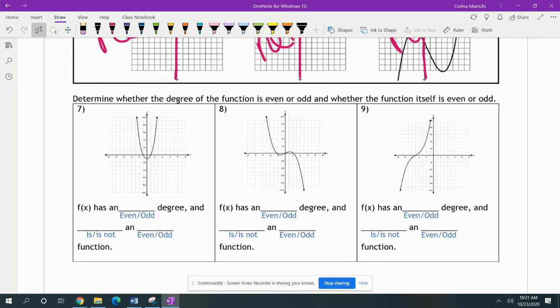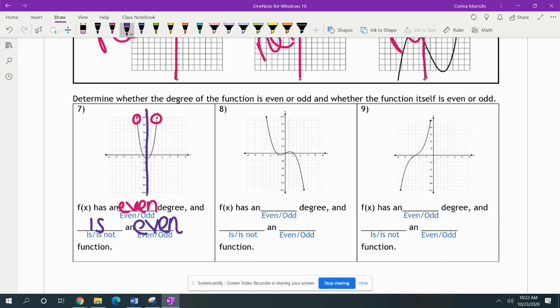Okay, so here it says determine whether the degree of the function is even or odd. And whether the function itself is even or odd. So remember, the degree and the function is two different things. So the way that we can tell if the function's degree is even or odd is we look at the arrows at the end behavior, and you see that they're both pointing up. So this is an even degree function. Then the next thing that you check for is, can I cut this into two equal parts with the y-axis? And you can tell that we can cut it into two equal parts and is an even function. So it is an even function.